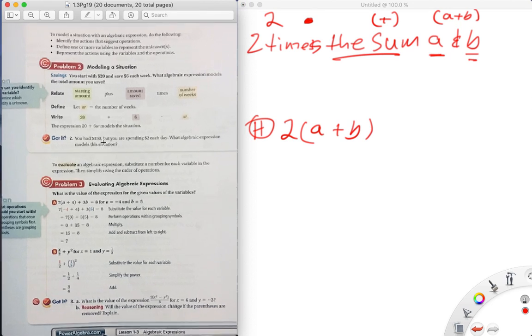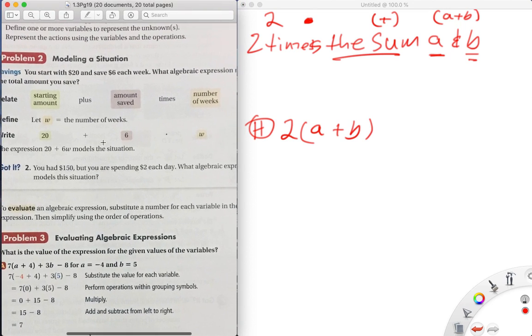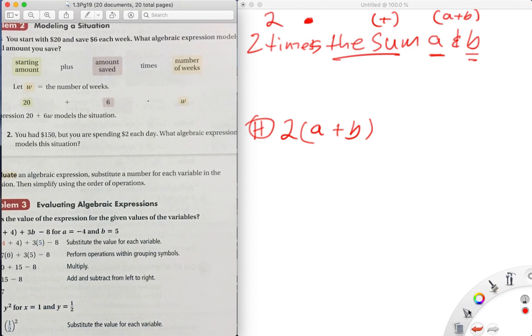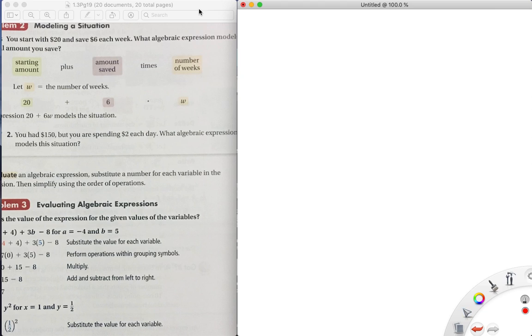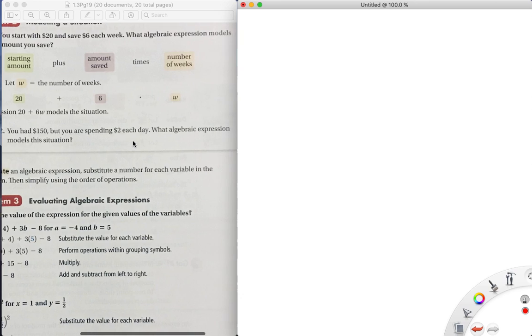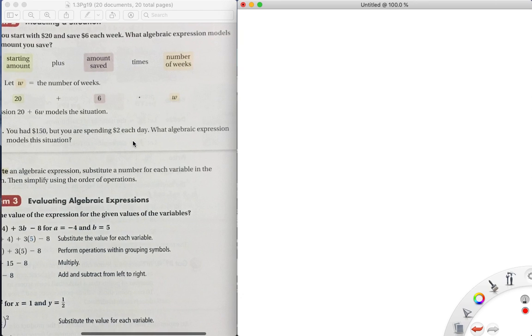More modeling. I'm looking at number 2, got it. And it says you had 150 books, but you are spending $2 a day. What algebraic expression can you do to model this particular situation?